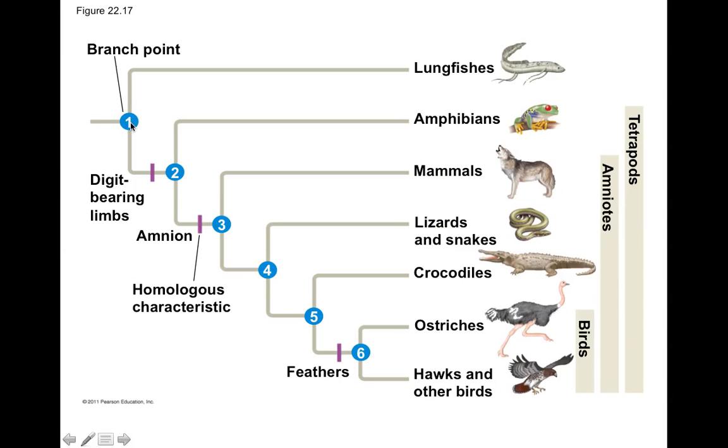So we can see each of these branch points reflects an evolutionary event such as the advent of digit-bearing thumbs, the amnion, feathers, keratinized scales in the case of lizards and snakes and crocodiles. Those keratinized scales evolved into feathers in birds, and we have this nested hierarchy of relatedness.